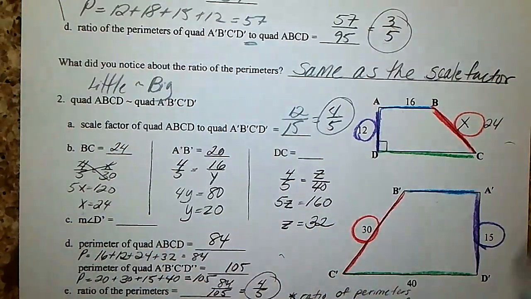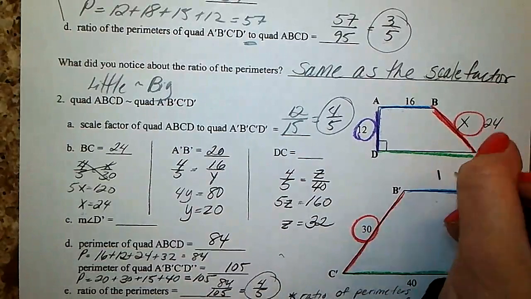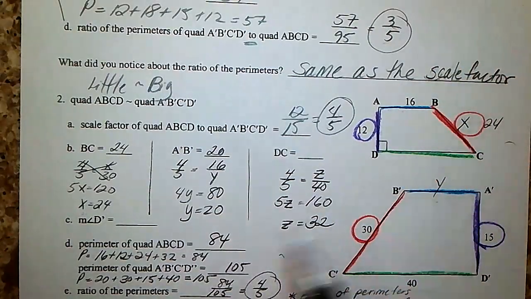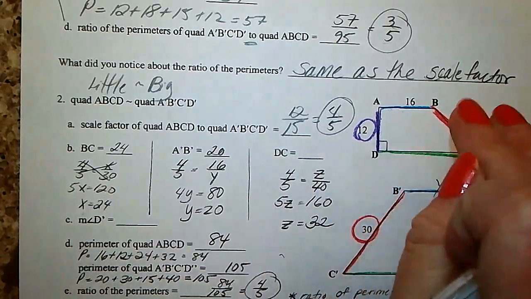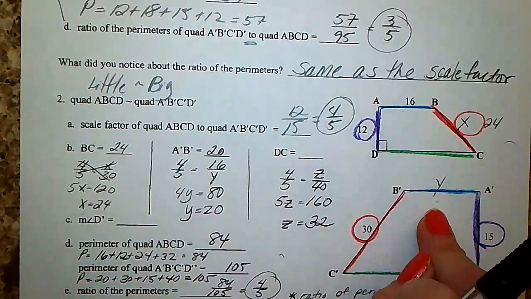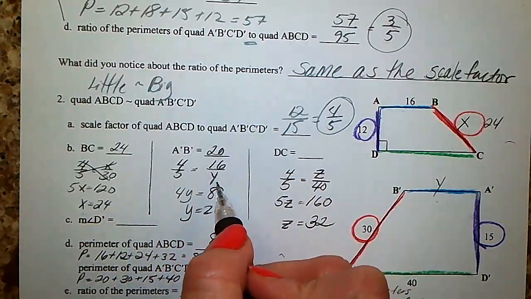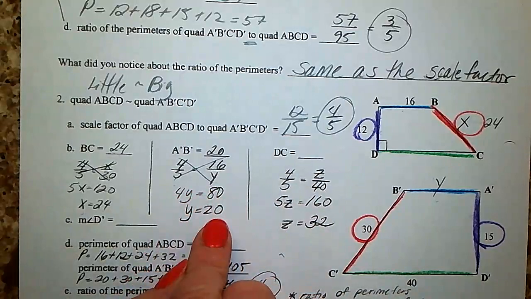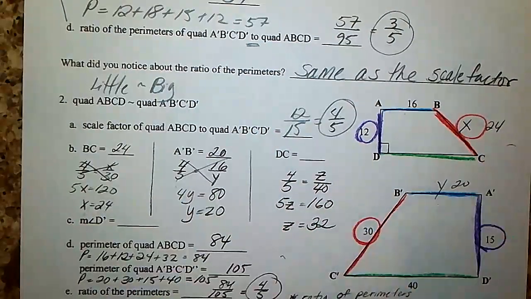The next one they wanted me to find was this one here. So I'm going to put a Y on that one. That's the A prime, B prime, and I'm going to put a Y there to find that measurement. So again, little figure to big figure. 4 to 5 is the scale factor. 16 is from the little. Y is from the big. So 4 to 5 equals 16 over Y. Again, cross multiply. When we do that, we end up with Y equaling 20. So this one works out to be 20.